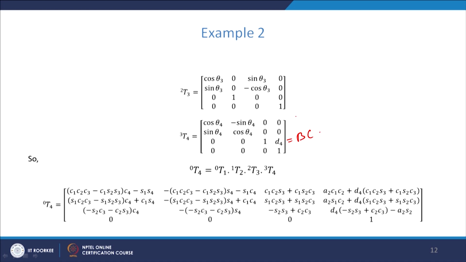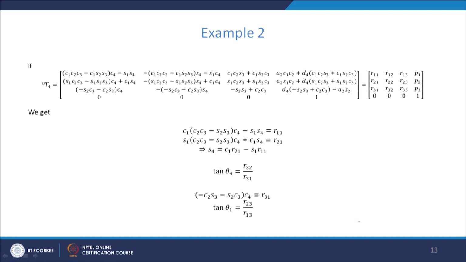Now, substituting all these values in the product, we finally obtain the direct kinematic problem, the equation 0T4, which is the end effector position with respect to the base of the manipulator. Now, if we are given a specific 4 by 4 matrix representing the end effector position, like this NOAP matrix, then we can directly equate each term.